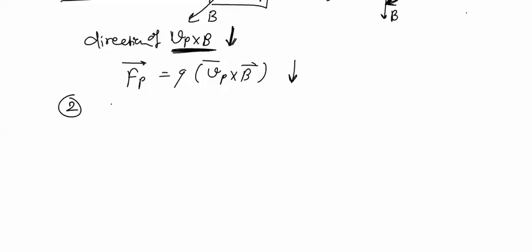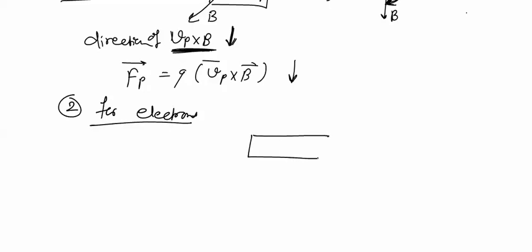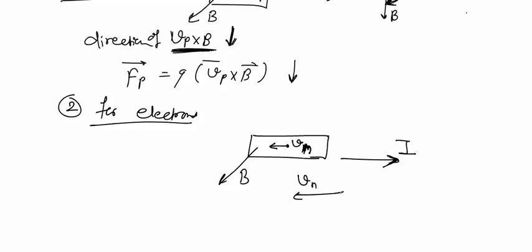Now number 2, for electrons. In this material, again we are letting the current flow in this direction and magnetic field is applied in this direction. Due to the direction of current in this direction, the electrons will flow in the opposite direction, or we can say that electrons flow in the opposite direction of current. So we can say that this is the direction of electron velocity and this is the direction of magnetic field.